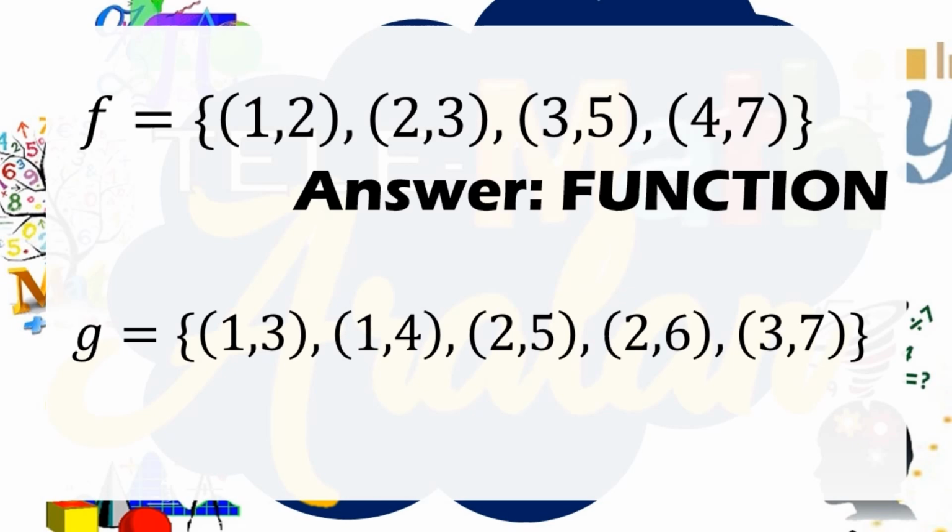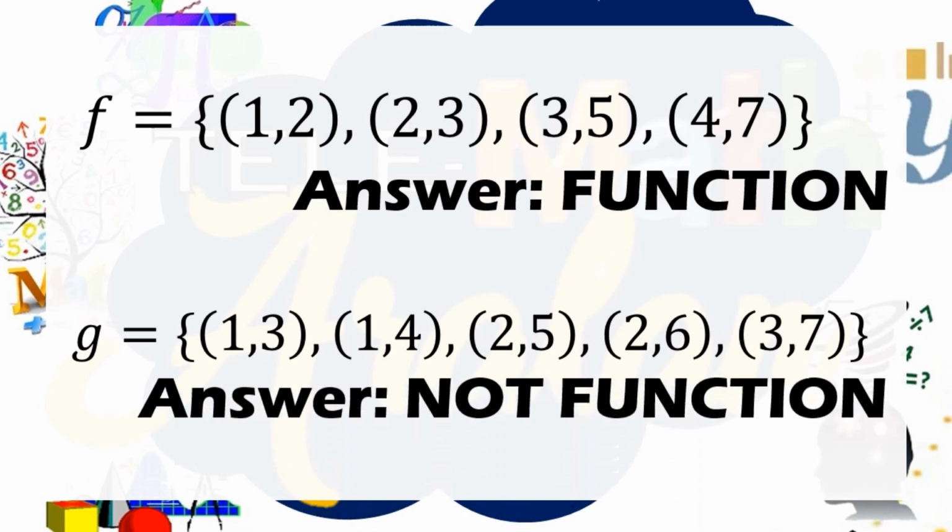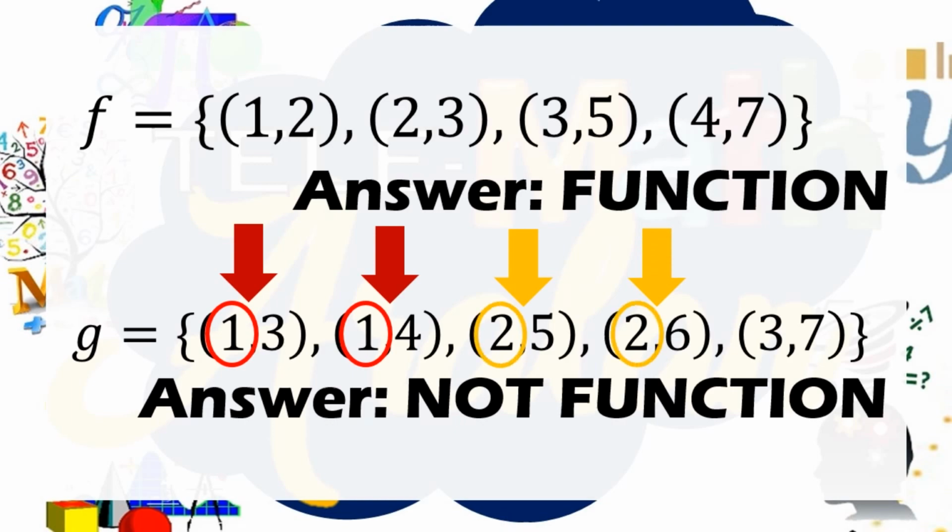Next, relation g. Relation g consists of the ordered pairs (1, 3), (1, 4), (2, 5), (2, 6), and (3, 7). Is it a function or not? Answer: it's not a function. Relation g is not a function because the ordered pairs (1, 3) and (1, 4) have the same x value but different y values. The same is true for the ordered pairs (2, 5) and (2, 6). They have the same x value.